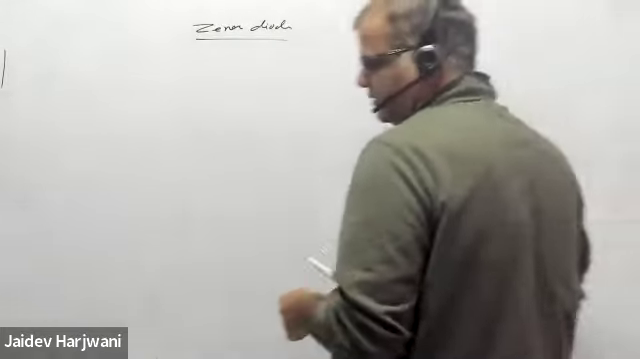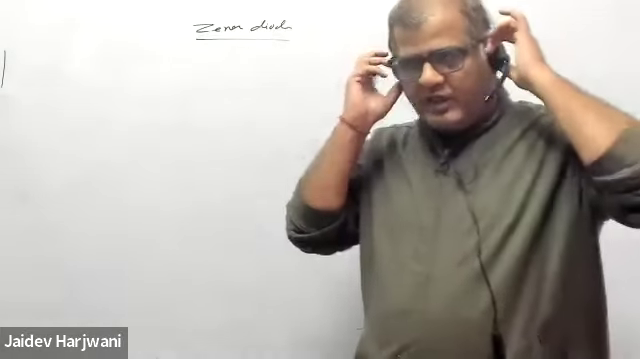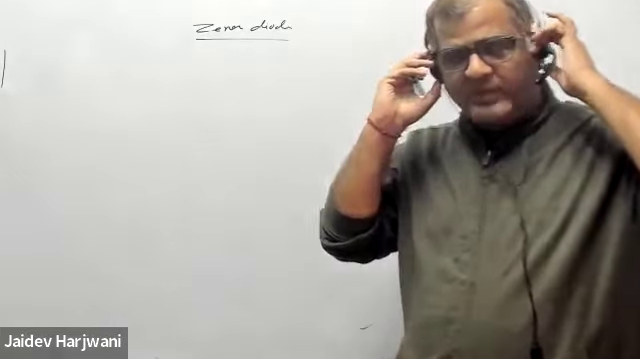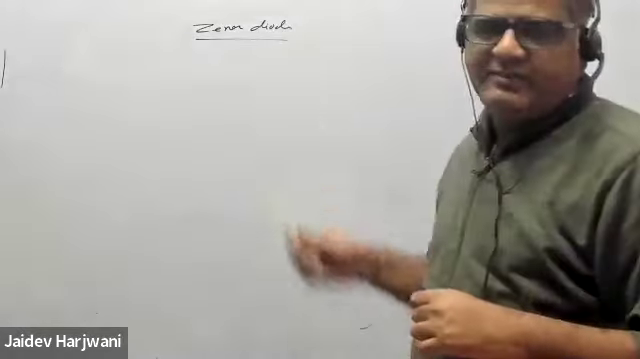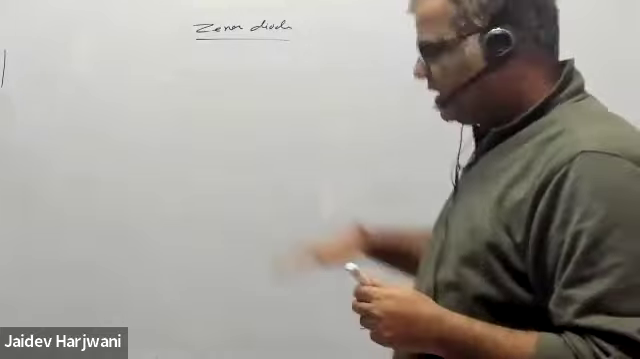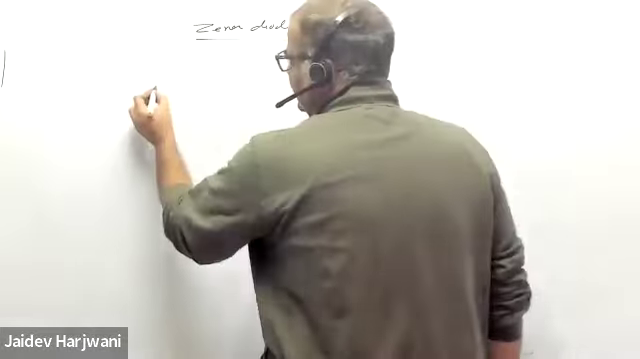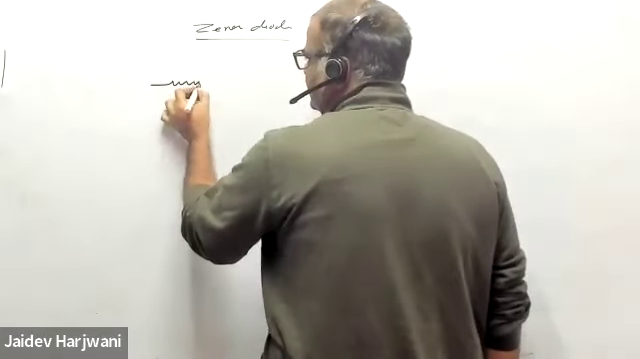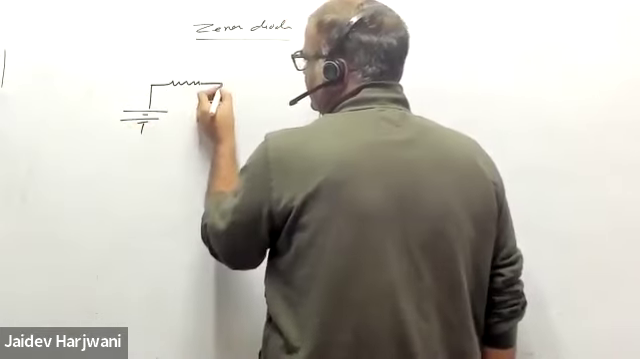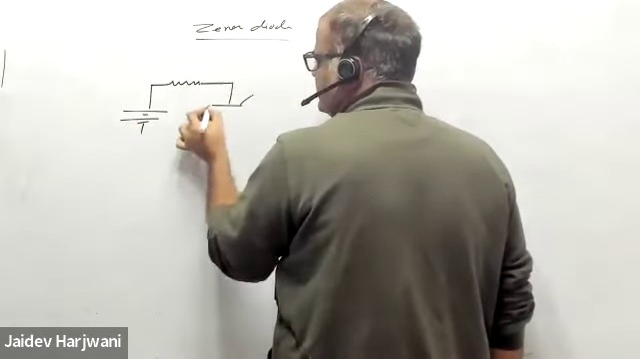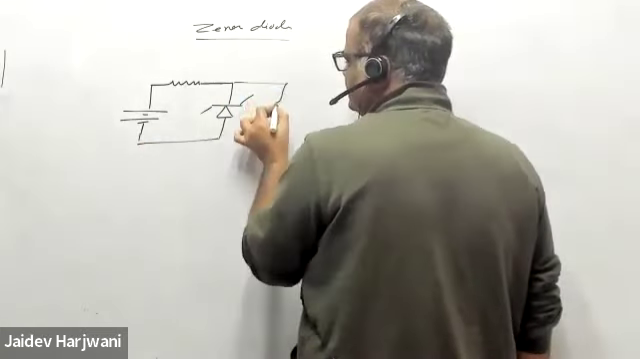So we have seen we were varying the input V input from minimum to maximum, and we are also varying the load RL minimum to RL max. Now what about the series resistance here? So this is your circuit. This is your Zener diode, and this is your RL.